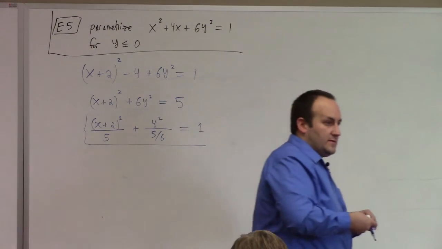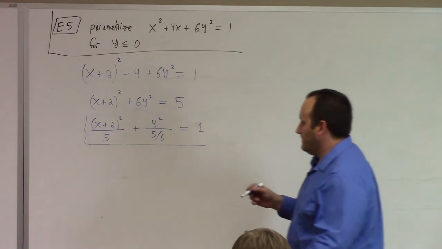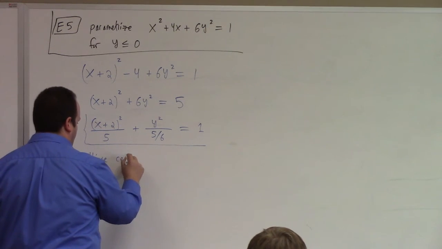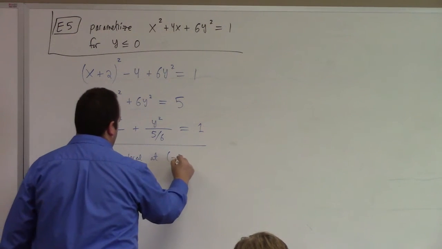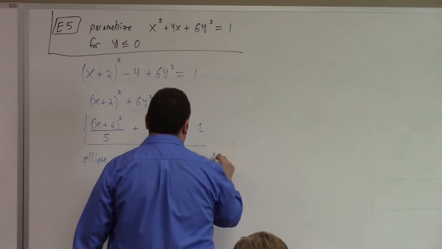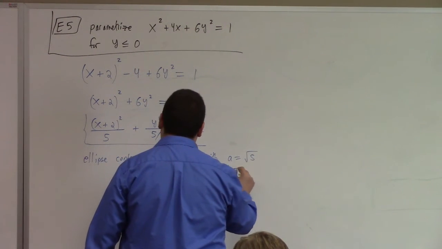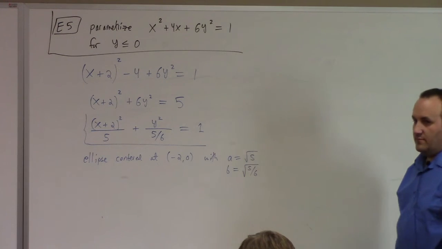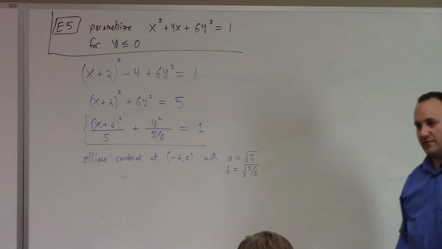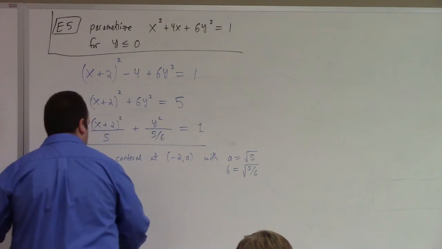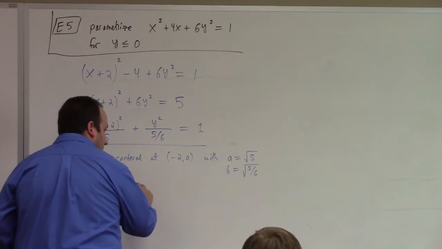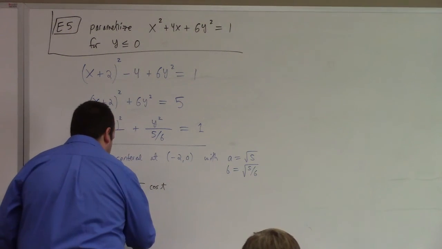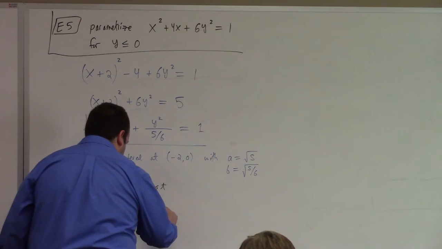It's an ellipse, right? Where is its center? Minus 2, 0, and a is equal to the square root of 5, and b is equal to the square root of 5 over 6. Right? So now I just go to my standard toolbox, and I write down the parameterization. Parameterization here, x equals the square root of 5 cosine t. y is equal to the square root of 5 over 6 sine t.